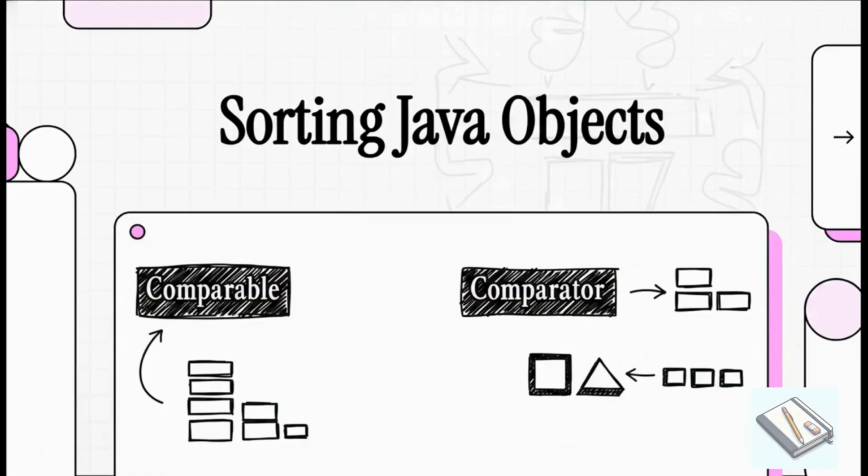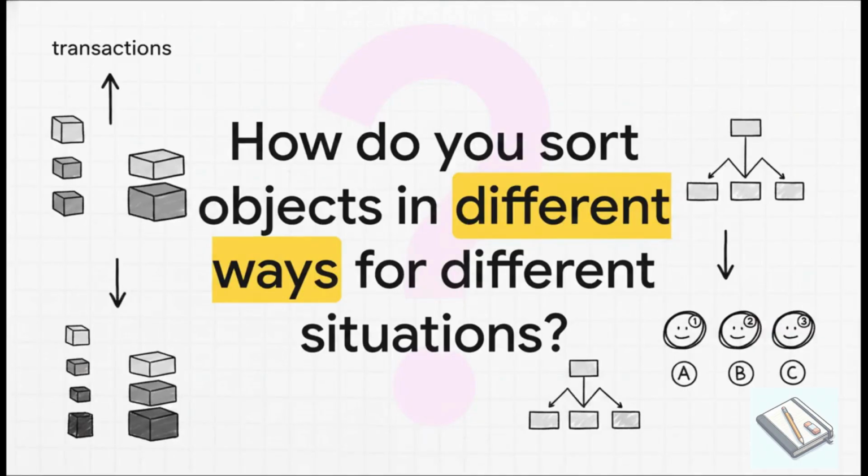Let's talk about a classic challenge in Java, sorting your own objects. We're going to break down the two main ways to get this done by looking at the Comparable and Comparator interfaces. So, picture this. You've got a list of objects. Maybe it's a list of users, maybe it's products, and you need to sort them. But sometimes you need to sort them by their ID, and other times by their name, and maybe even sometimes by date. How do you handle all these different sorting rules without your code turning into a complete mess?